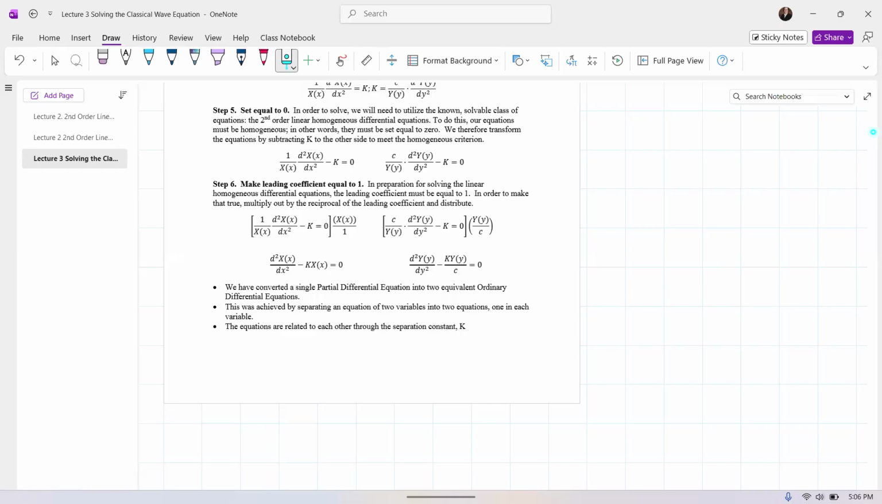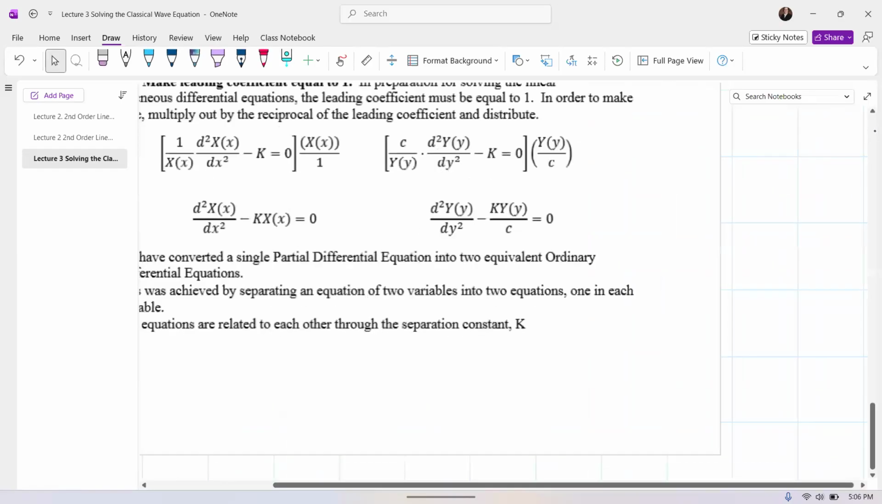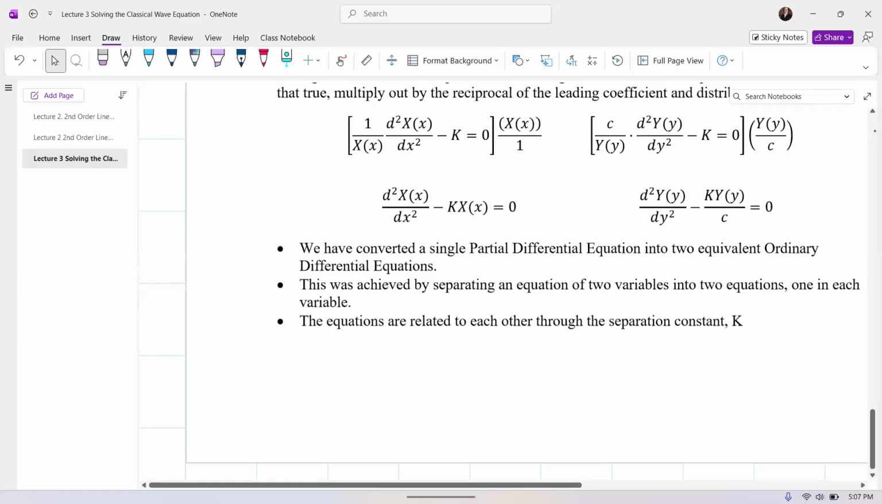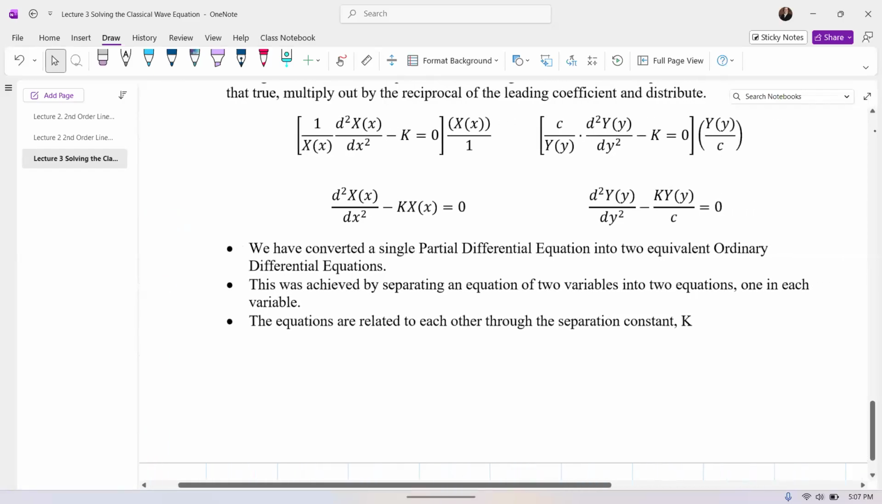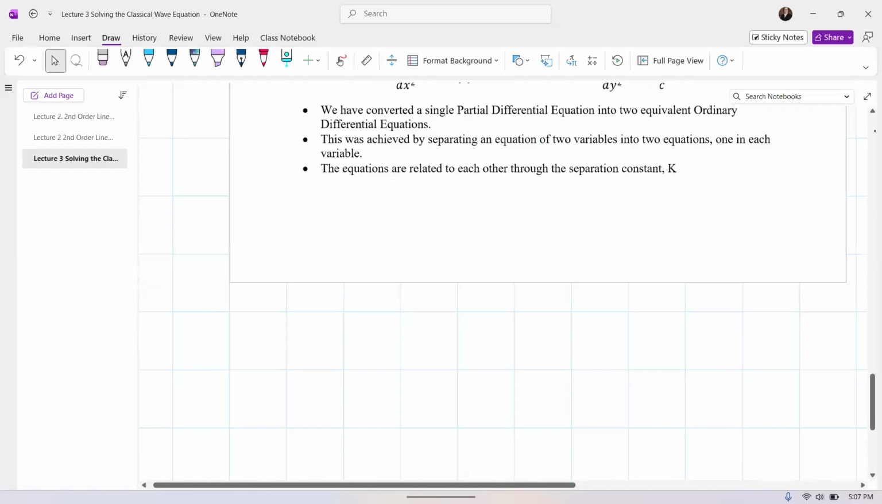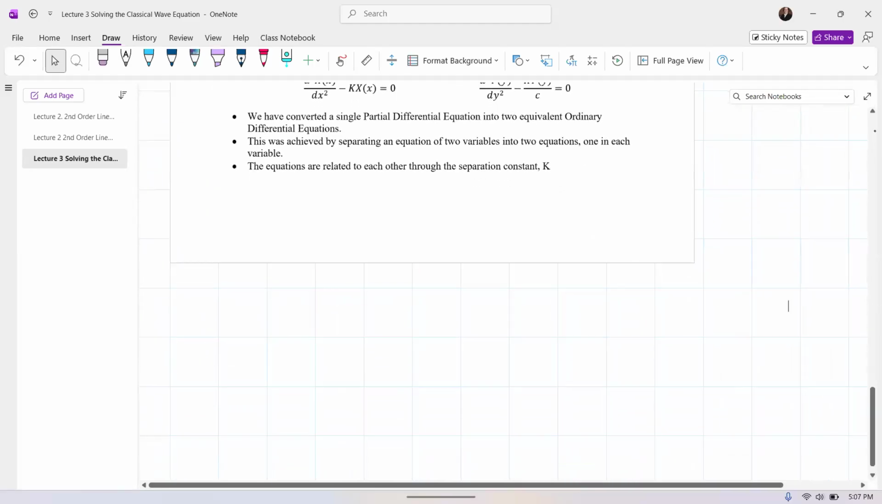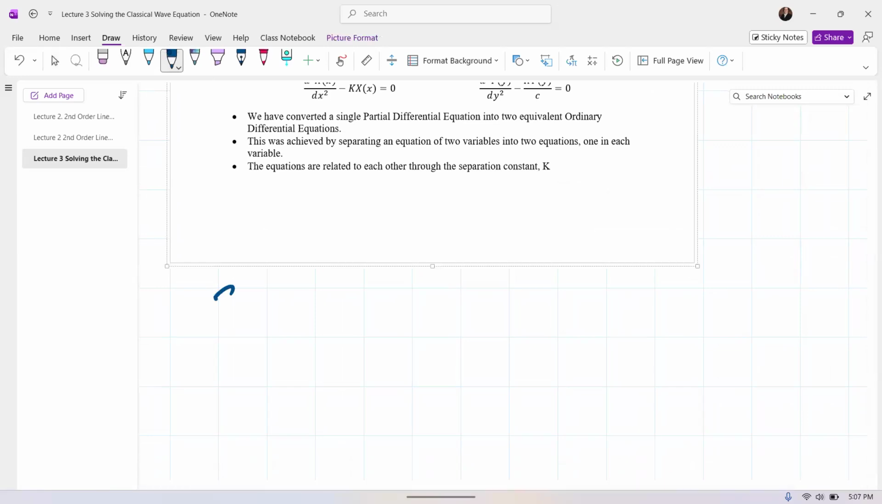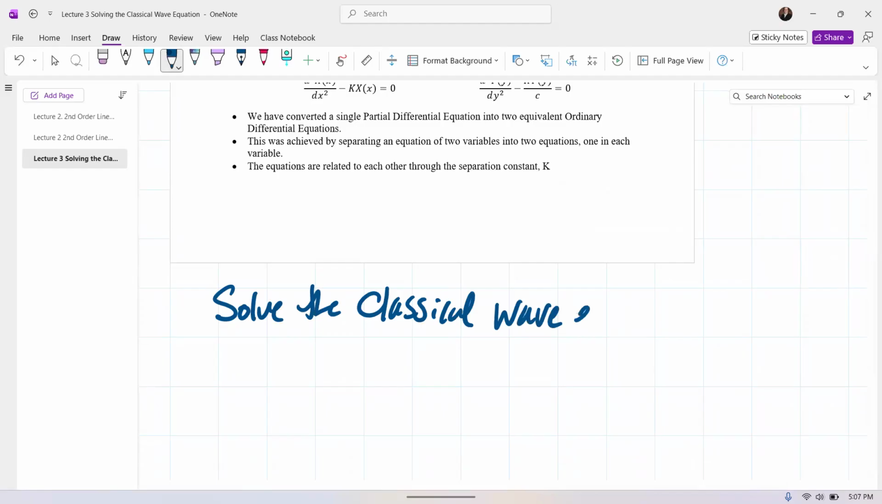So let us move forward to that area. I'm just going to zoom in a little bit. Let's give ourselves a little bit of space here. That's zoomed in a little too much. All right, great. So now what we want to do is solve the classical wave equation.